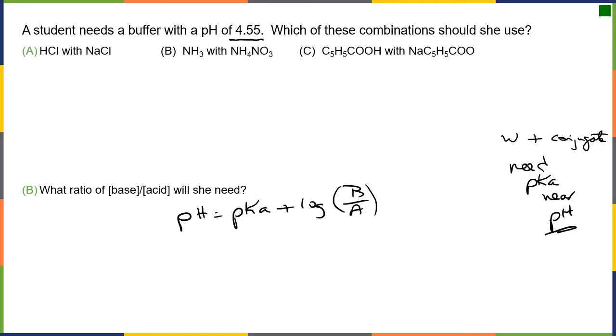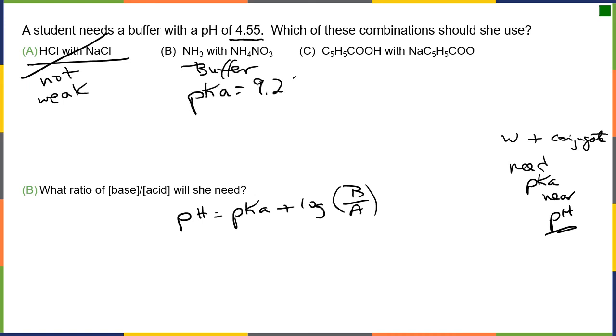So first of all, HCl with NaCl. Well, this is not a buffer because this is not weak. Okay? NH3 with NH4 plus. Well, this is a buffer because this is a weak base and its conjugate acid. We've done this problem when we know pKa is 9.25. This system is basic, not acidic, and this is not going to work either. We need a pH of 4.55.